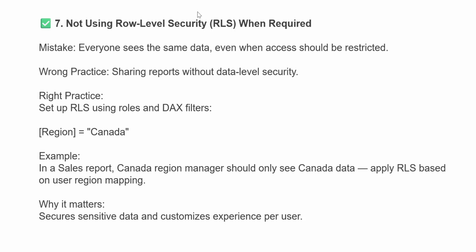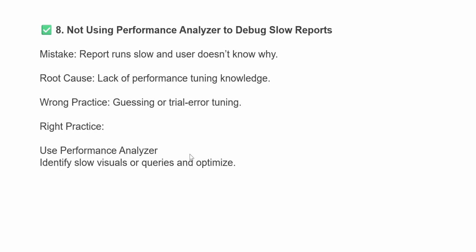This is the 8th point: not using Performance Analyzer to debug slow reports. Sometimes our data is very large, with a large number of columns and rows. So sometimes when we refresh our data, the visuals are not showing properly and take a lot of time. So why do these problems come? From the View tab there is a Performance Analyzer option. We can see how much time particular visuals take to show the data. We can analyze, and based on this we can use different types of visuals.